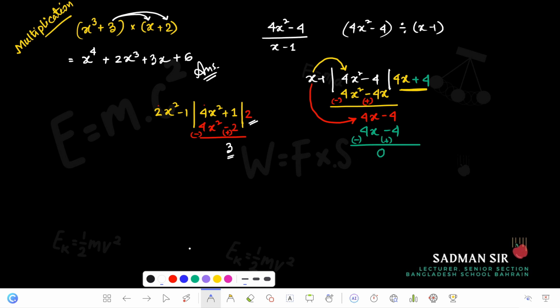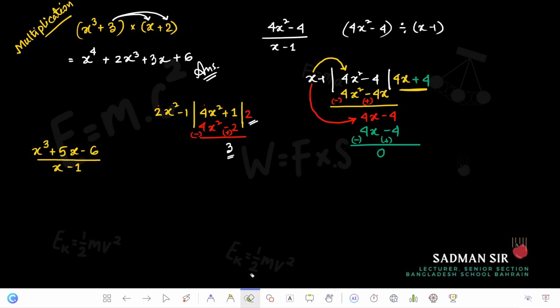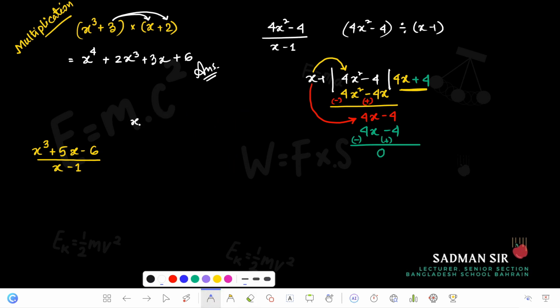Then let us solve a little bit more complicated one. For example, let us say we are dividing x³ + 5x − 6, and we are dividing it by x − 1. Okay, so how to do the division? Let me erase and make some space here. So x − 1, then we have x³.